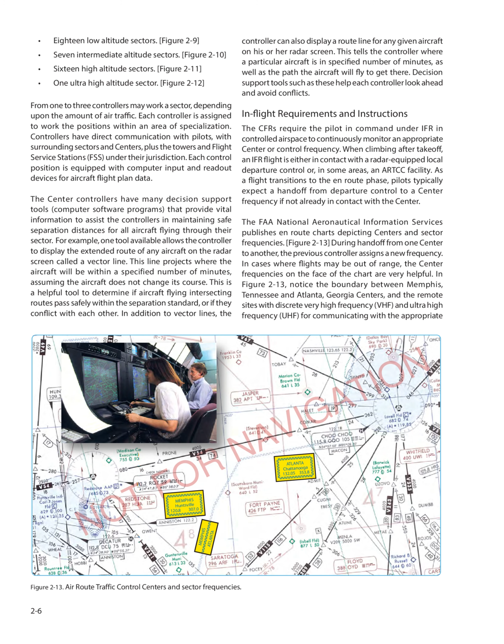The FAA National Aeronautical Information Services publishes en route charts depicting centers and sector frequencies. Figure 213, during handoff from one center to another, the previous controller assigns a new frequency. In cases where flights may be out of range, the center frequencies on the face of the chart are very helpful. In Figure 213, notice the boundary between Memphis, Tennessee, and Atlanta, Georgia centers, and the remote sites with discrete very high frequency VHF and ultra high frequency UHF for communicating with the appropriate ARC.